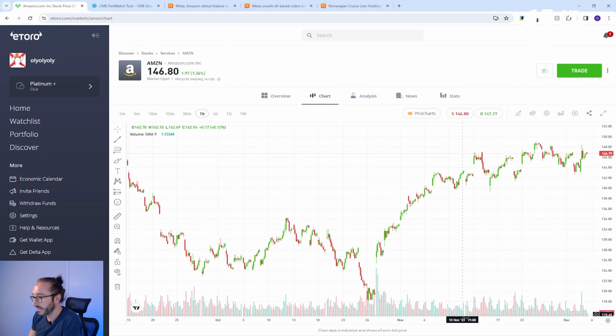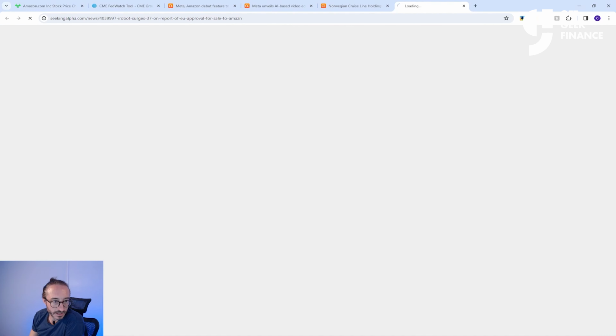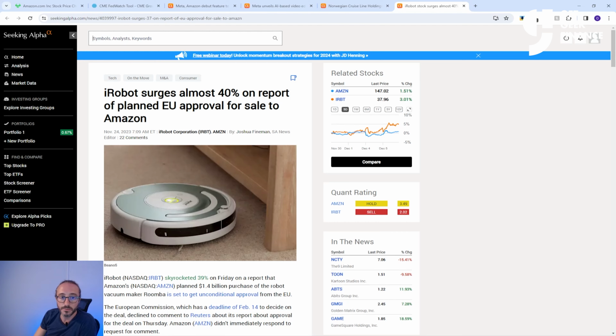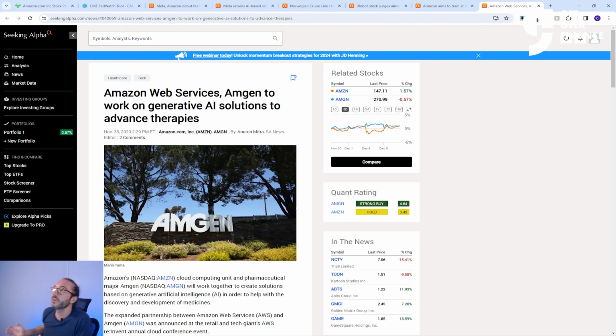This was up after their earnings in October and has continued to rally since. This month, Amazon's planned purchase of the robot vacuum maker Roomba is set to get unconditional approval from the EU. Also, in other news, Amazon's cloud computing unit and pharmaceutical company Amgen will work together to create solutions based on generative AI in order to help with the discovery and development of medicines.